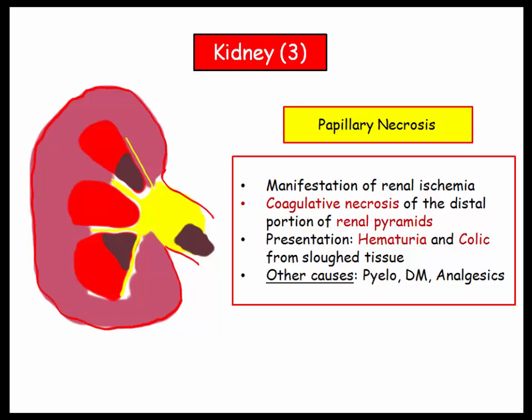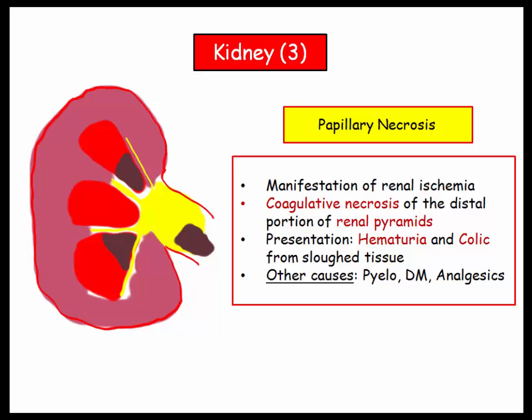It isn't a one-size-fits-all. Acute tubular necrosis, diffuse cortical necrosis, renal failure and TTP, for instance, all represent ischemic renal injury. So papillary necrosis is just another manifestation. In papillary necrosis, the distal portion of the renal pyramids literally slough off. This is a classic presentation of coagulative necrosis. As such, the clinical presentation is easy to predict.